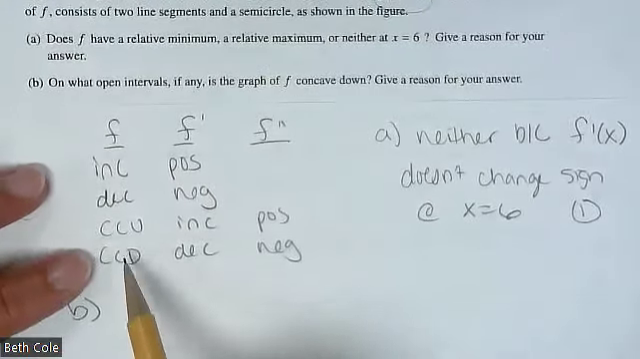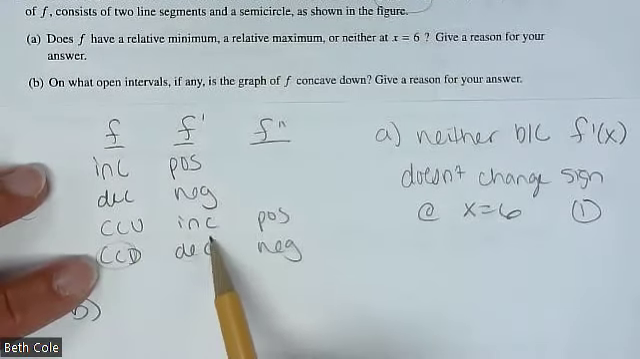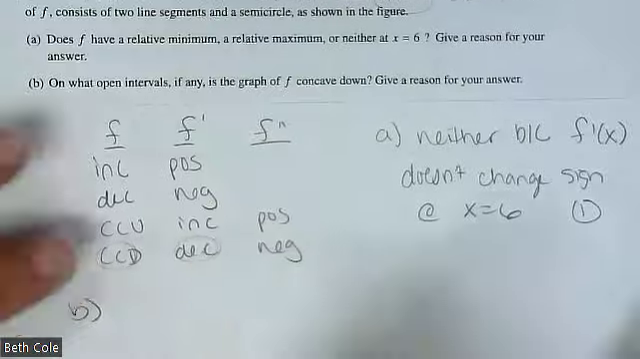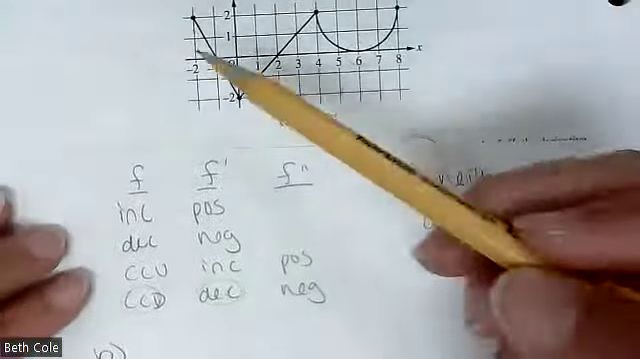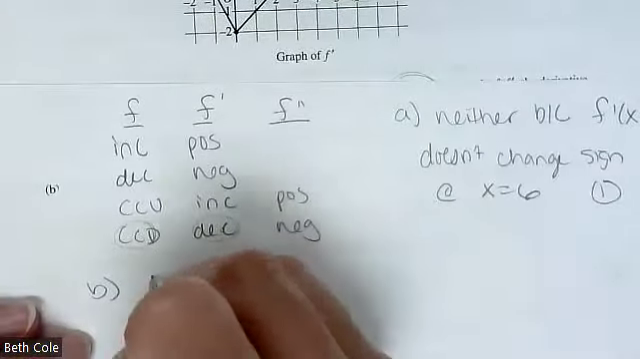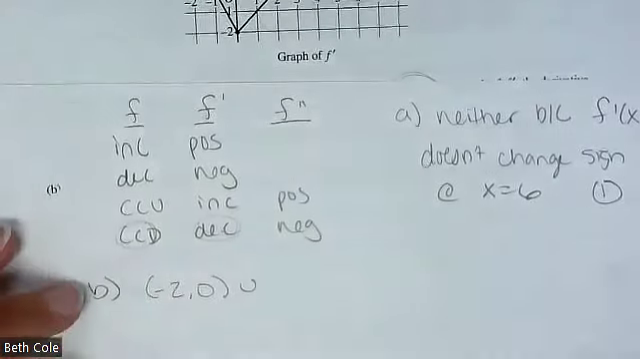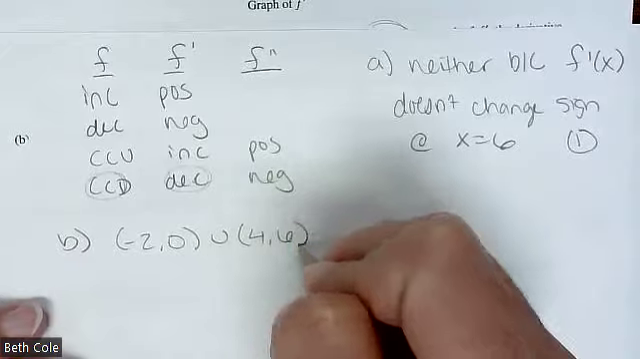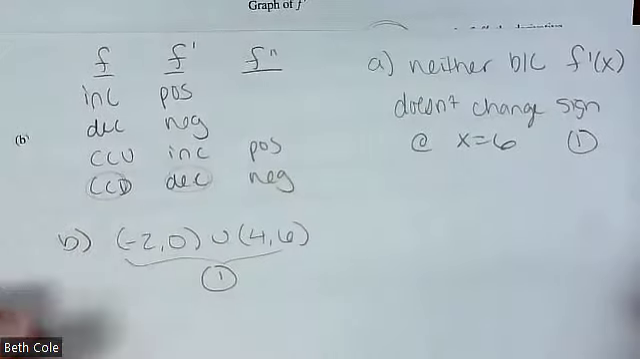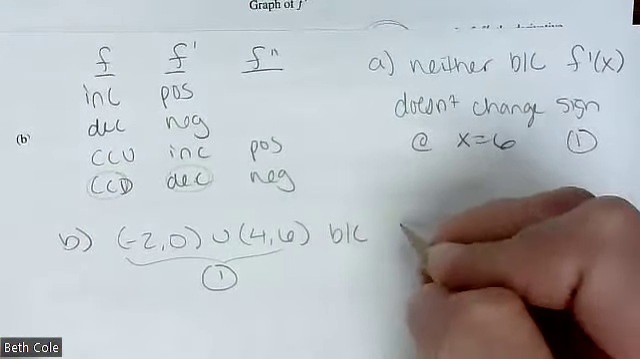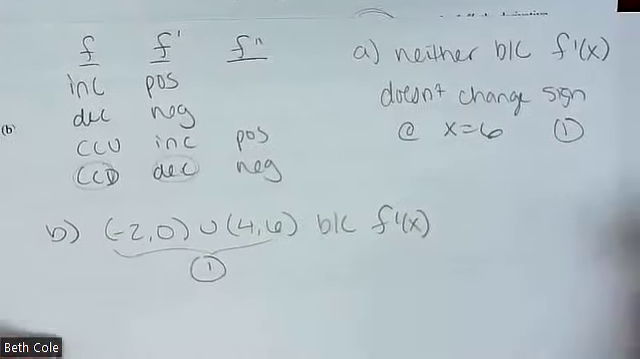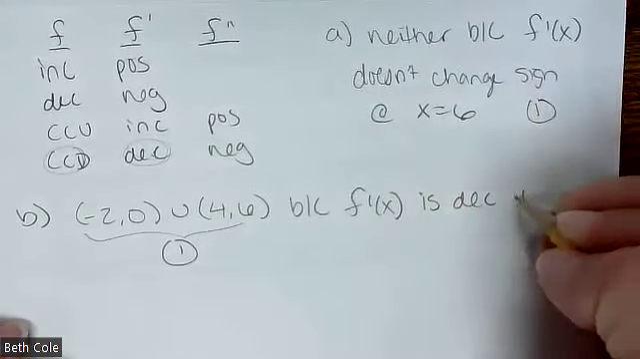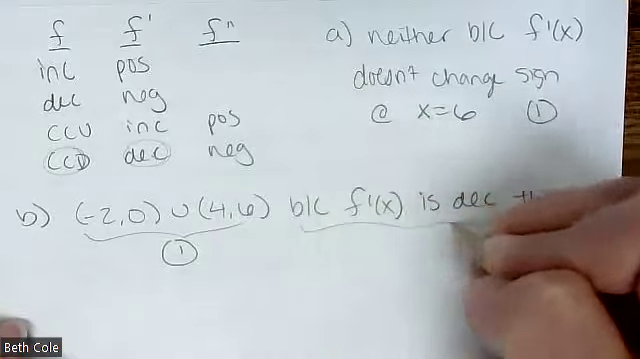Okay, so look, F is concave down when the graph we are looking at is decreasing. So let's look back up here. That would be from -2 to 0. And then where else? 4 to 6. So it was a point for saying that. So just the answer. Because F prime, who is your source, is decreasing there, and it was a point for that explanation.